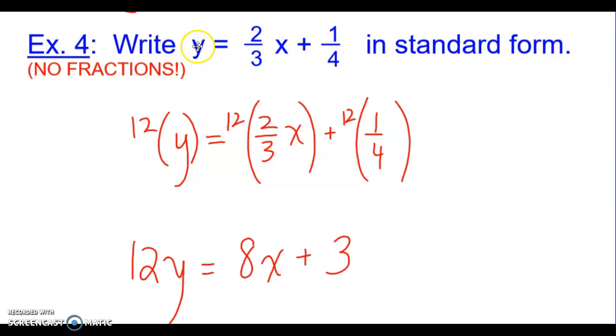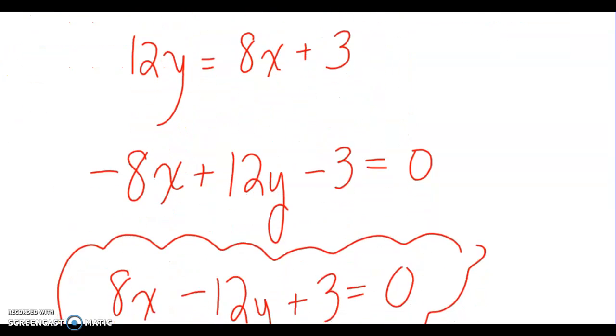So what I'm going to do now is multiply every term by 12. Because it's an equality, it'll still remain true. So 12 times y, 12 times 2/3 x, 12 times 1/4, I end up with 12y equals 8x plus 3. So I'm getting a lot closer. I don't have fractions anymore.